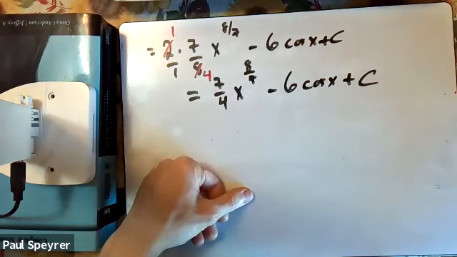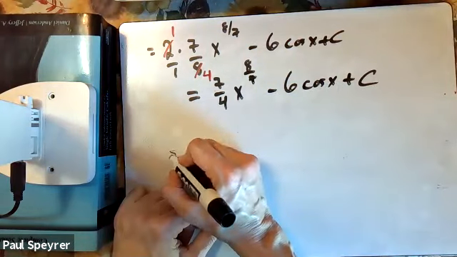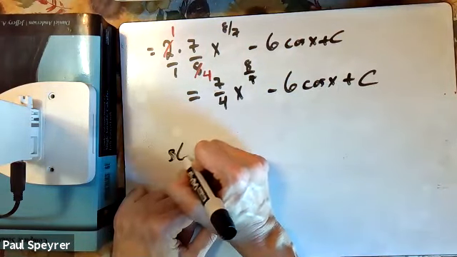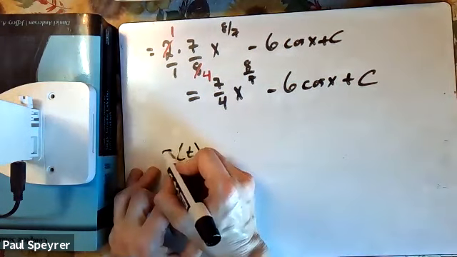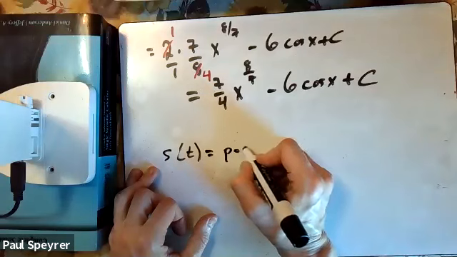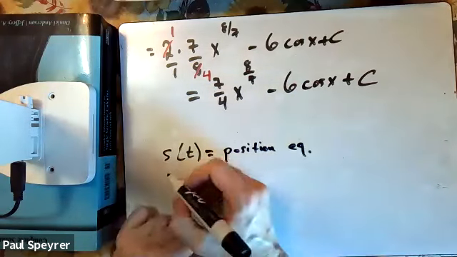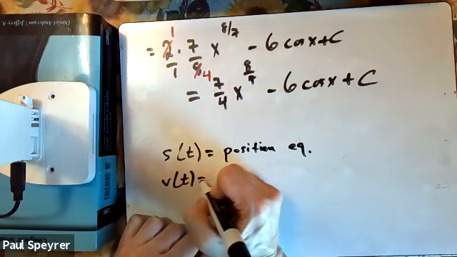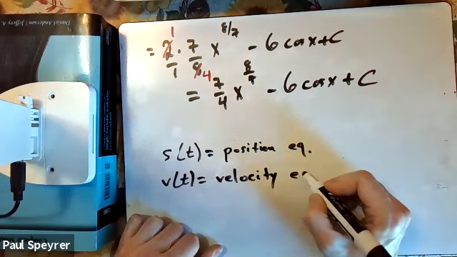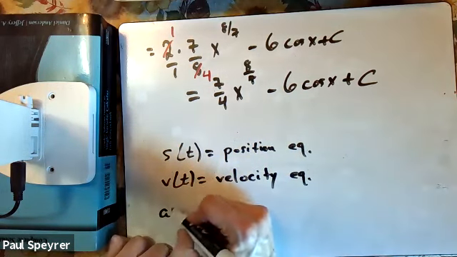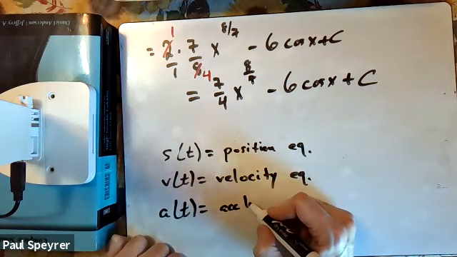You'll see this a lot for those of you who are doing engineering. You'll usually have something like s of t. We call that a position equation. And then you'll have v of t, that's a velocity equation. And then you also have a of t, that means acceleration, right? Acceleration.